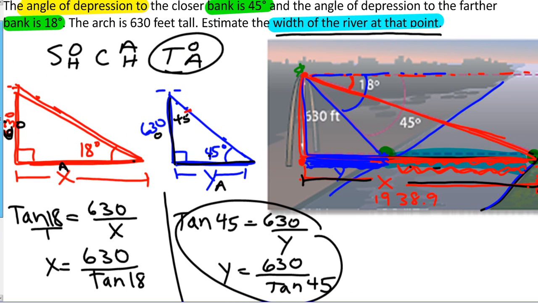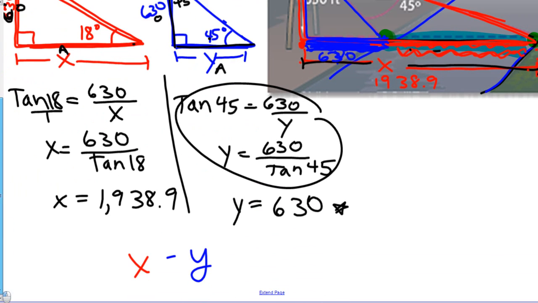That was my 1,938.9. And then I've got my distance to the river, which was my 630. And doesn't it make sense if I take the big distance, I subtract this little part over here, I'm going to be left with my answer, the width of the river. And I don't have to swim the river, so that's a good thing.